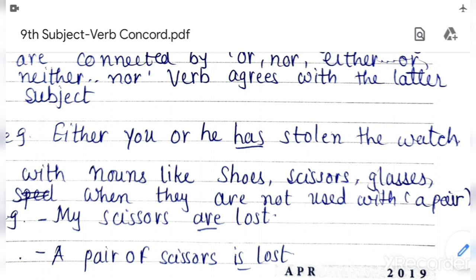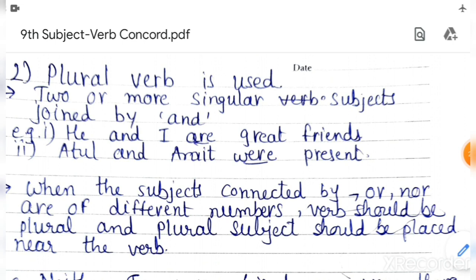Here we will use did before your brother. So, neither you came here nor did your brother. Next sentence: a large number of people was present there. Here, a large number of people were present there.